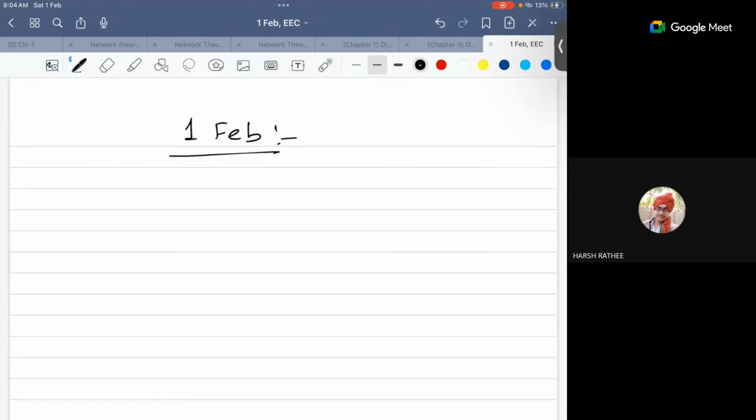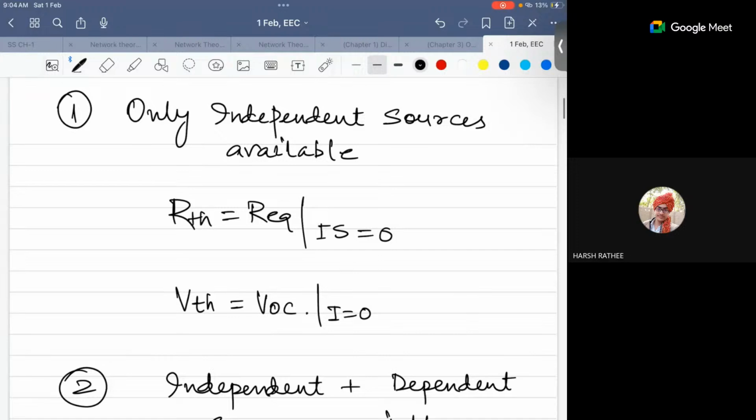So as of now, I guess we have solved some of the problems from the Thevenin Norton for the dependent and independent sources. I hope you are already aware of that, and that's the important topic. You will get a good chunk of questions from this portion in the quiz also. So that's why we are practicing more and more.